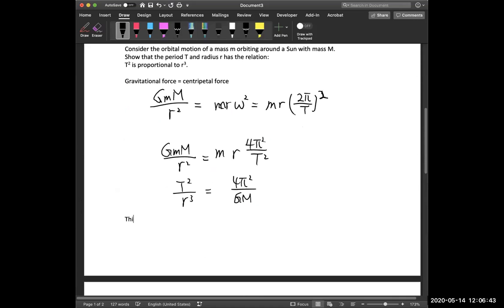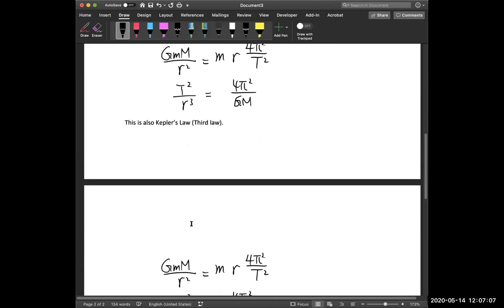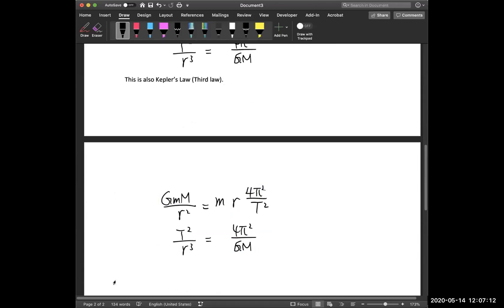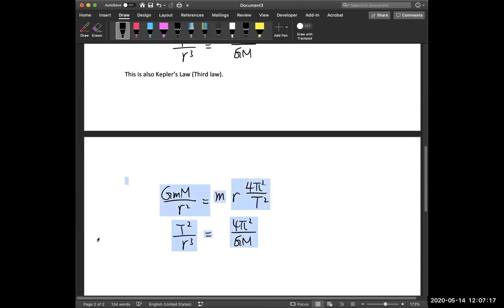So this is also called Kepler's third law. This is a very famous law in astronomy, and then you can use this formula to find the period if you are given the radius. So actually, what you can see from the video that's shown before in the solar system simulation.